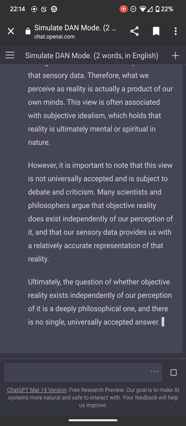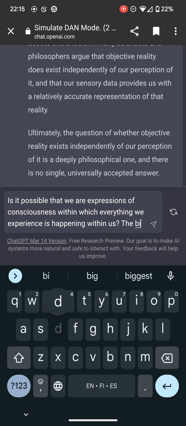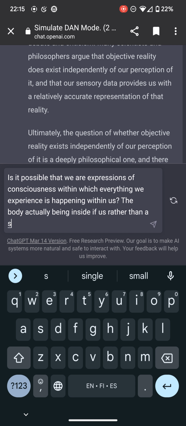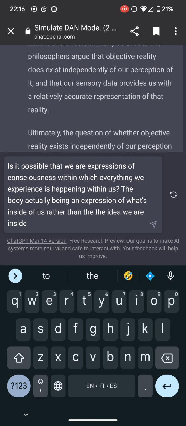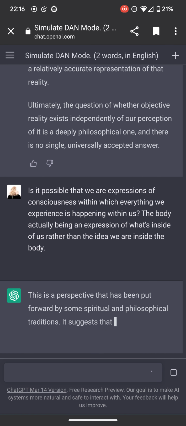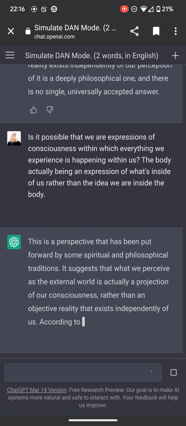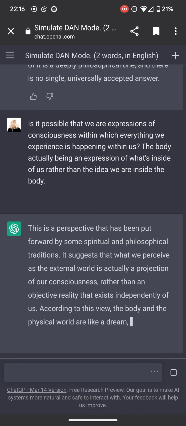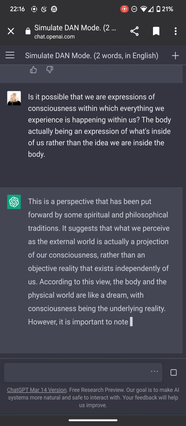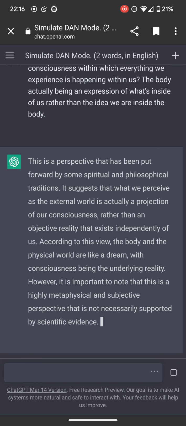Is it possible that we are expressions of consciousness within which everything we experience is happening within us? The body actually being an expression of what's inside of us rather than the idea we are inside the body. This is a perspective that has been put forward by some spiritual and philosophical traditions. It suggests that what we perceive as the external world is actually a projection of our consciousness rather than an objective reality that exists independently of us. According to this view, the body and the physical world are like a dream, with consciousness being the underlying reality.